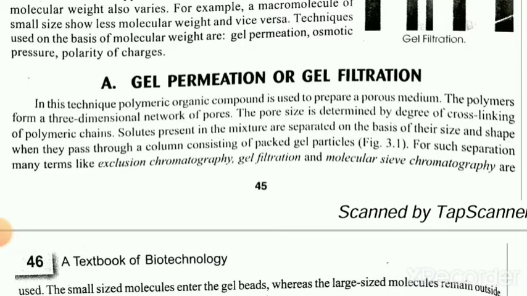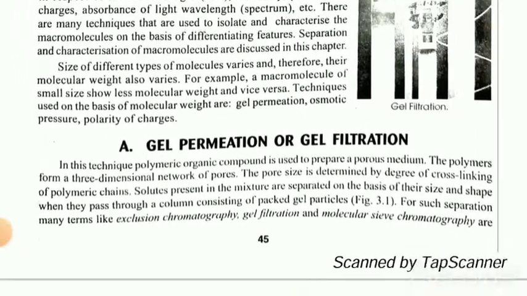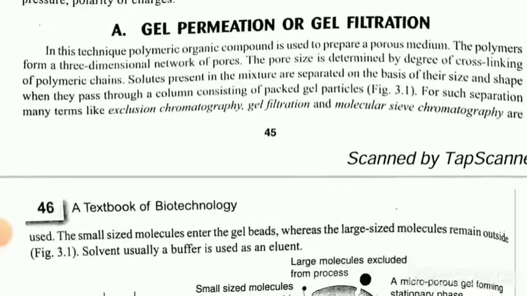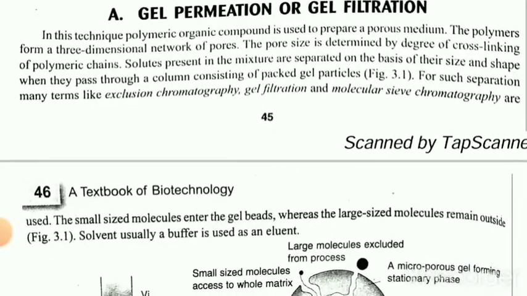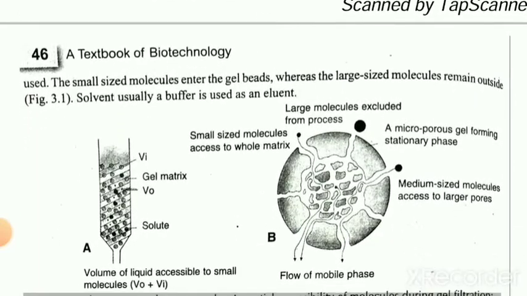In this technique, a polymeric organic compound is used to prepare a porous medium. The polymers form a three-dimensional network of pores. The pore size is determined by the degree of cross-linking of polymeric chains. Solutes present in the mixture are separated on the basis of their size and shape when they pass through a column consisting of packed gel particles. Figure 3. For such separation, many terms like exclusion chromatography, gel filtration, and molecular sieve chromatography are used.